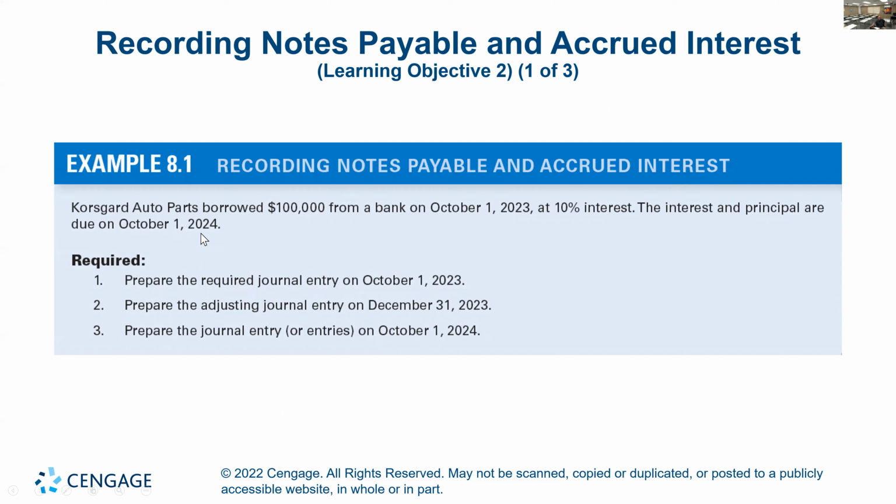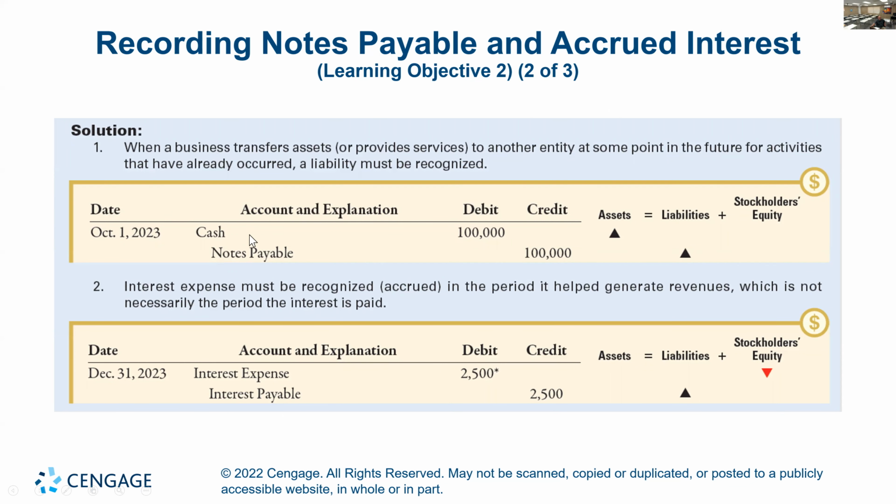Here is an example where we borrowed $100,000 from a bank on October 1st at 10% interest. Interest and principal are due on October 1st of the following year, so we borrowed it for exactly a year at 10%. The journal entry on October 1st: we received cash because we borrowed money, so we debit that, and we credit notes payable, which is a liability. Interest expense will be paid whenever we pay the note back. But on December 31st, when we close the books, we have to record the amount of interest that has been earned up to this point and the corresponding accrued liability with it, the interest payable.